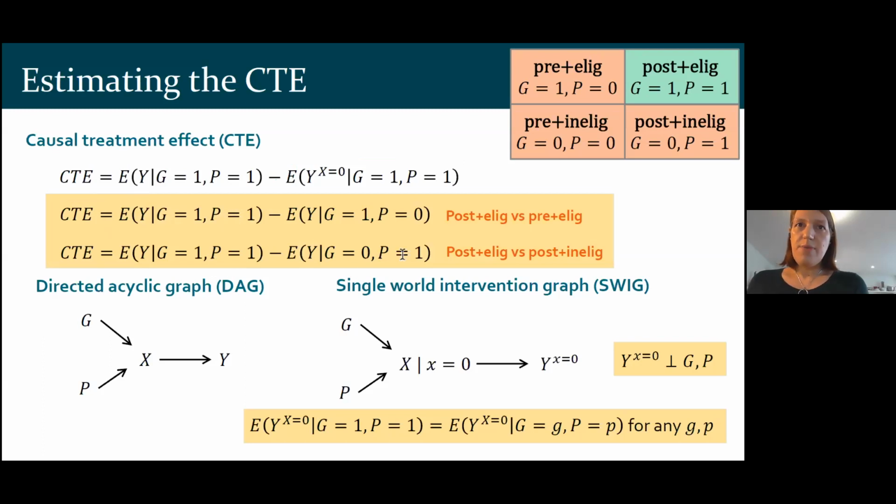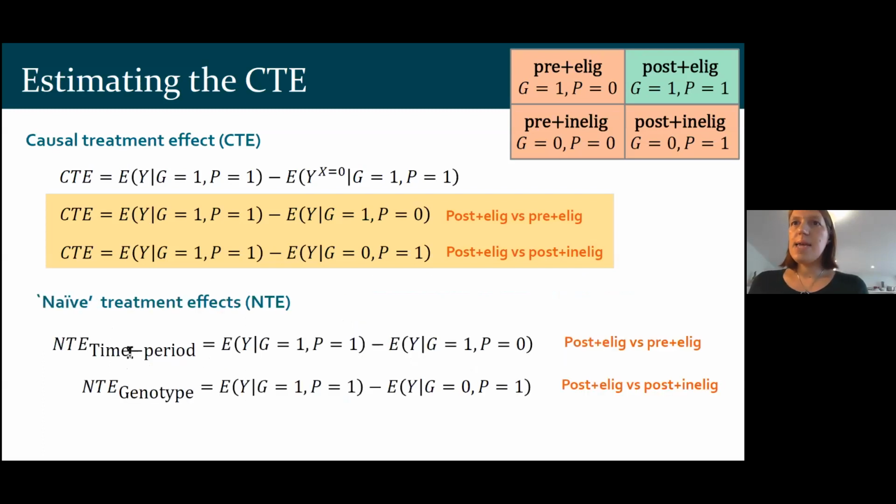So this means we can write our causal treatment effect in these two ways under this DAG, as depicted here. These are exactly what we had written before as our naive treatment effects. We'll call those our time period naive treatment effect and our genotype naive treatment effect. So under the assumptions of that DAG, the prior studies which have used either one or other of these control groups are valid for estimating that causal treatment effect.